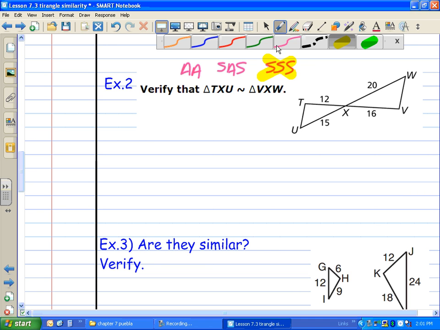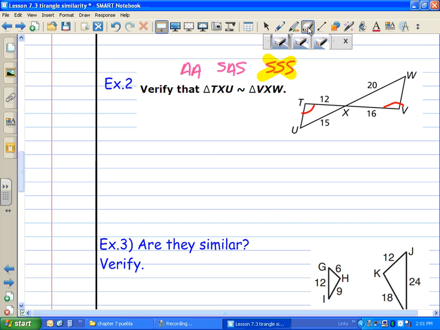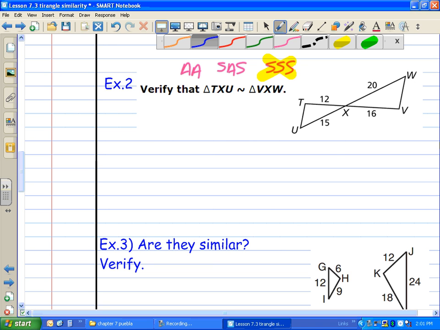Let's look at angle, angle. Do they even give me any angles to begin with? Do I even know if T, this one right here, is the same as V? There is no way for me to know, because they didn't mark it. So I can't say that. And I don't know if U is the same as W because there's nothing there that shows me they are the same. So there's no way I can use angle, angle.